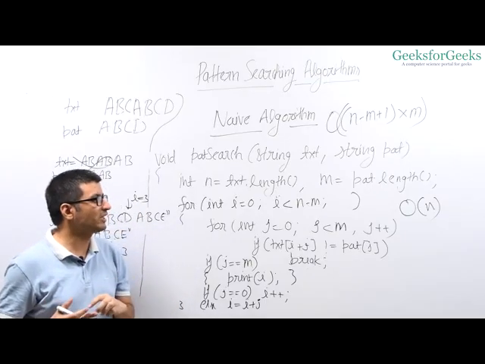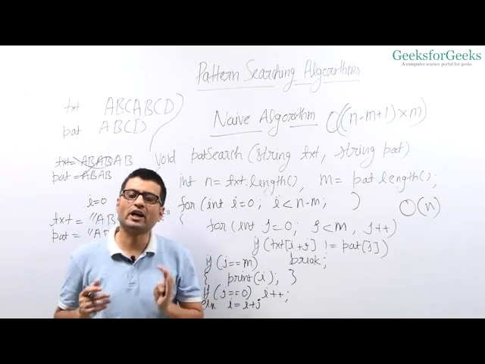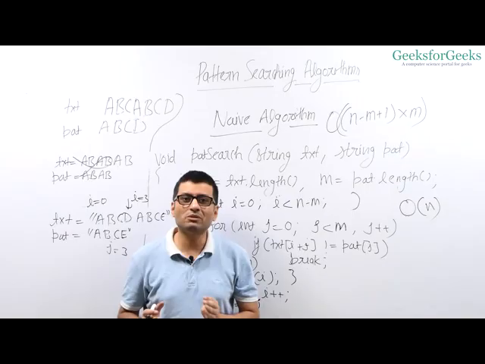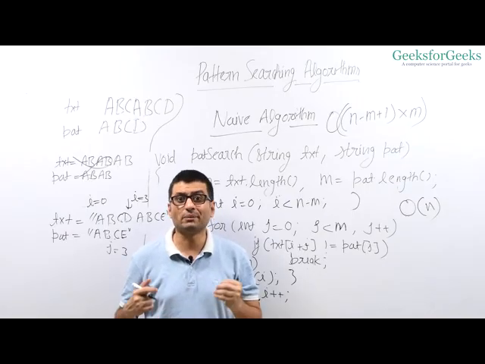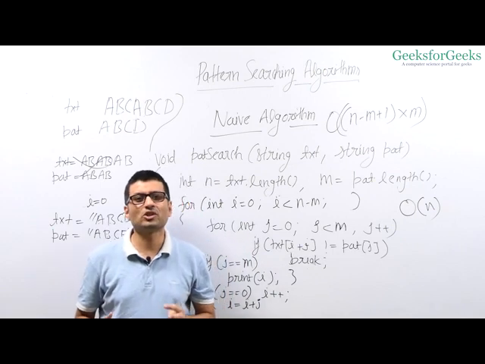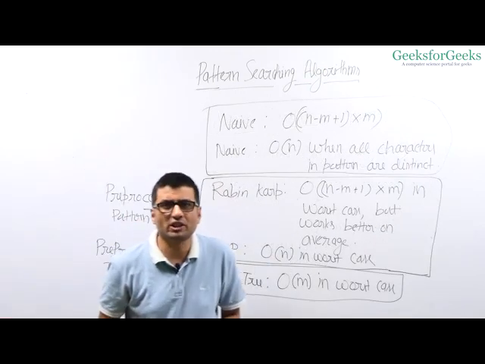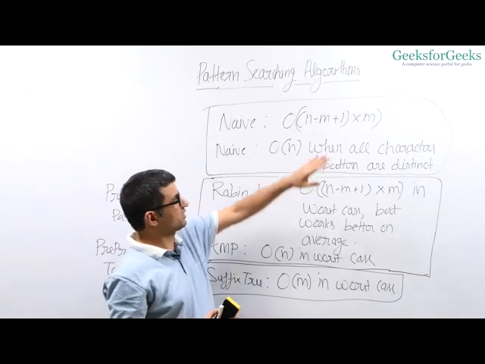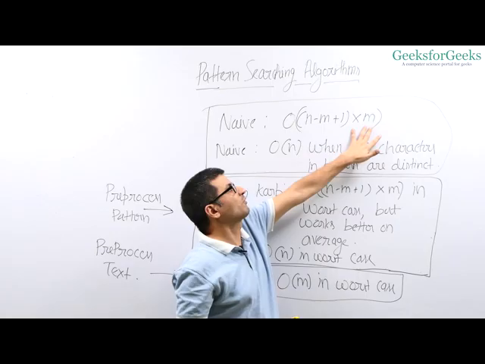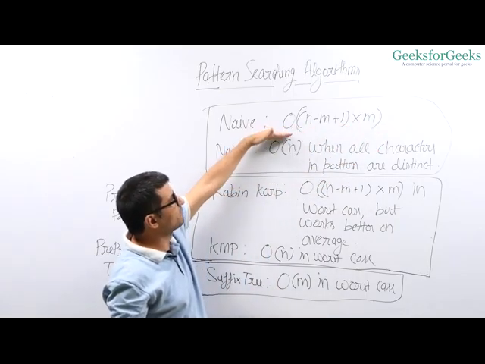So if your pattern contains distinct characters, you can very well modify your naive searching algorithm to work in big O of n time. The problem comes when your pattern has repetitions. How do you optimize this particular case to work in big O of n time? So we have talked about the naive string matching algorithm. We saw that it was big O of (n minus m plus 1) into m for all strings, and when all characters are distinct, it was big O of n.